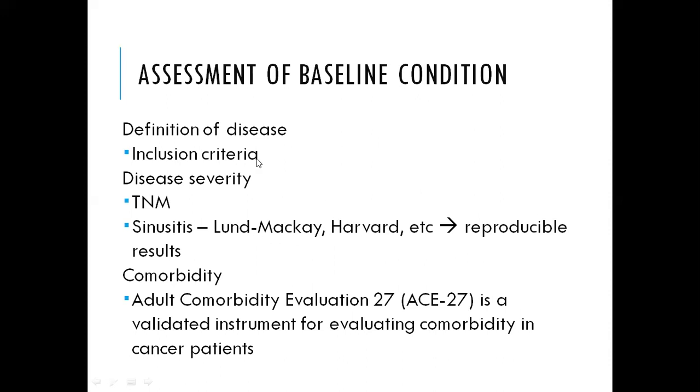We also need to have the disease severity, and this could vary with the disease. If we are talking about cancer, we normally go for TNM classification, or if we are talking about sinusitis, one of the parameters that is used is Lund-Mackay, and the other one is Harvard, which could give a reproducible result. We could also look for various comorbidities. One of the parameters for the comorbidity is the Adult Comorbidity Evaluation 27. This is a validated instrument for evaluating comorbidity in cancer patients.